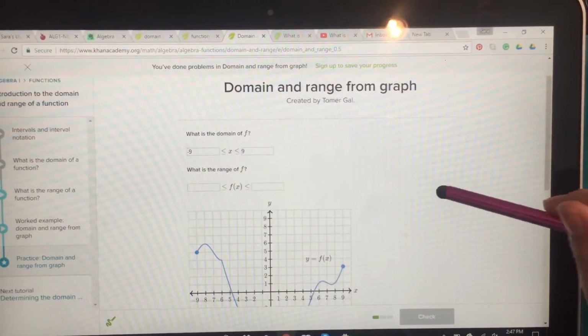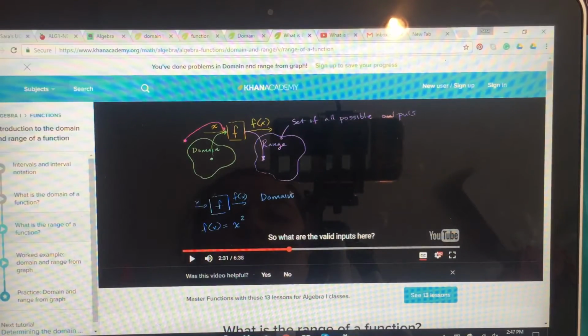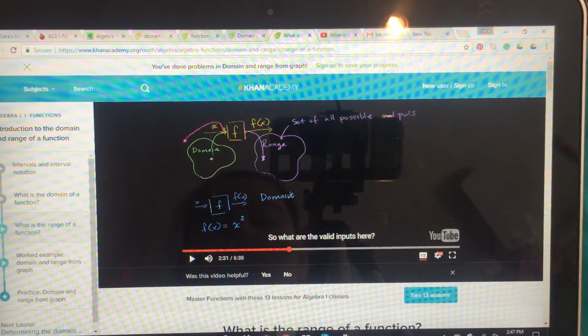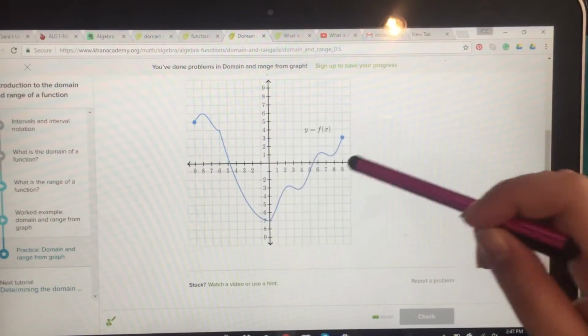I'm going to be explaining a problem here. So first of all, what is domain and range? Like, what do they do? A domain is basically what goes into a function, and a range is what comes out, the output of this function. And what we're trying to find here is the domain and the range in this graph.